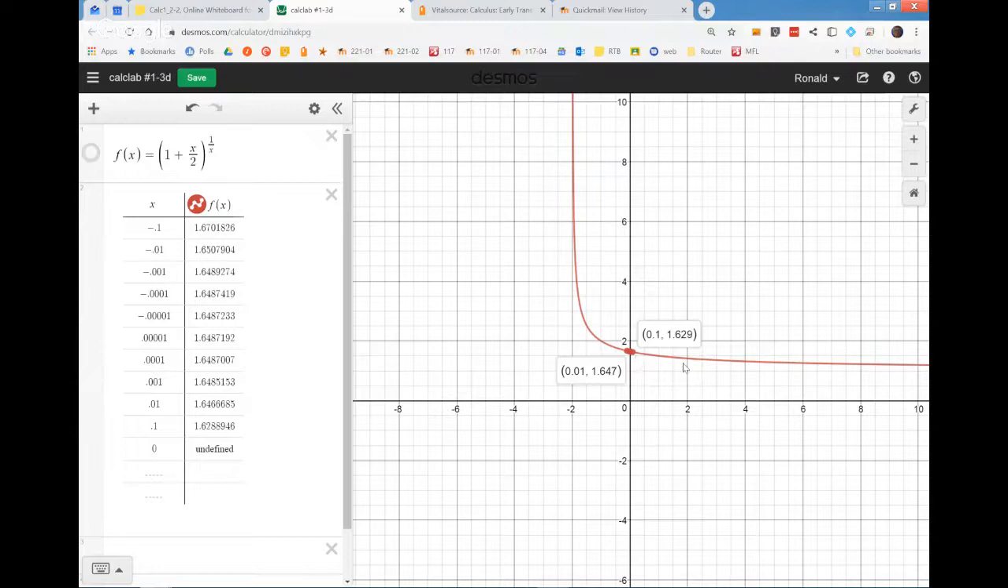But still, do the left and the right-hand limit, are they aiming at each other, even though there's a hole in the middle? Yes. So therefore, we do have the limit of this function as 1.648. So even when there's a hole in the graph, if both sides, from left and right, are coming at each other, we have a limit there.